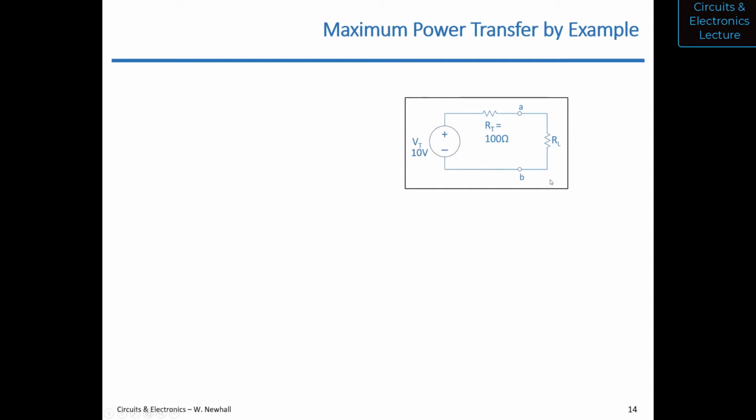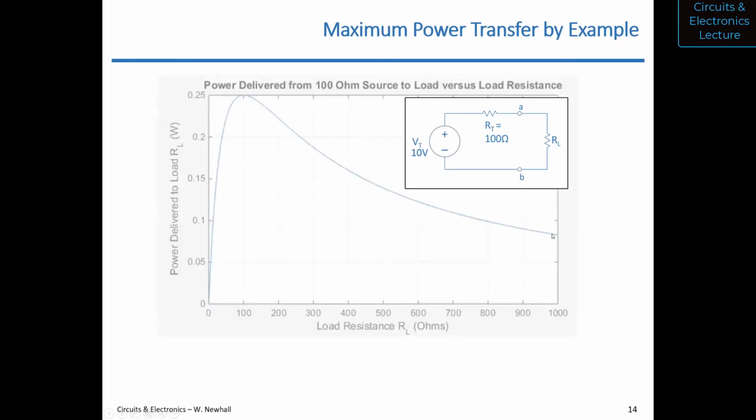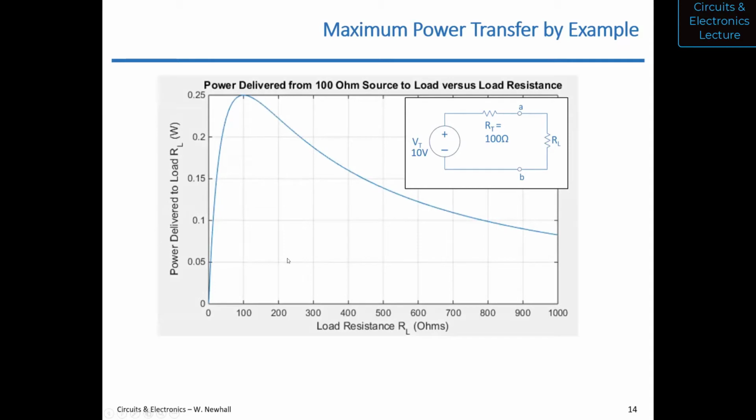So I create a plot. I can plot that equation. I can calculate current and voltage, or measure it, for different values of RL, and I would see this. This is a MATLAB plot. Along the x-axis, I have the load resistance value in ohms. On the left side is the power that's actually delivered to that load resistor.